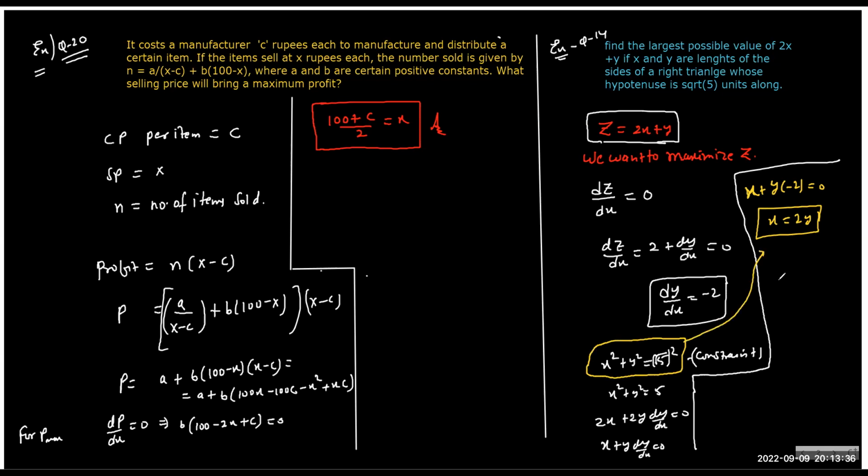So we got x equals 2y, which means 4y square plus y square equals 5. Okay, we got y equals 1, x equals 2. Yes. Sorry. Yeah. So your answer is correct.